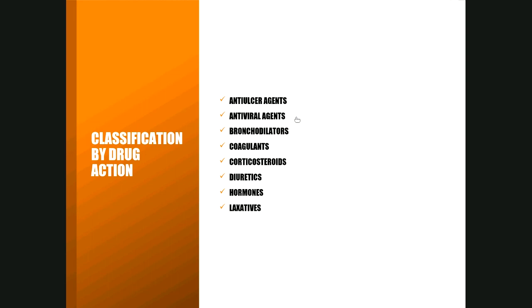Moving on, we have the bronchodilators, coagulants, corticosteroids, diuretics, hormones, and laxatives, which are all found on page 262. So a bronchodilator is a drug that treats asthma and chronic obstructive pulmonary disease, or COPD. This medication would dilate or open up the bronchioles. A coagulant is a drug that's used to control hemorrhage or speed up coagulation time or clotting time.